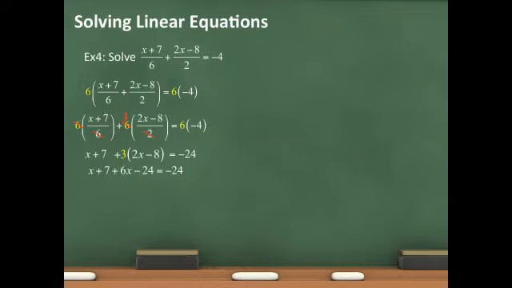Remember, after using the distributive property, you need to check to see if you can combine like terms. In this case, we can combine x and 6x as well as the 7 and negative 24. Doing so will give us the equation 7x minus 17 equals negative 24. To isolate the terms containing x, we use the addition property to add 17 to both sides of the equation. This will give us 7x equals negative 7. To isolate the x, we will divide by 7 on both sides. This will give us the solution x equals negative 1.